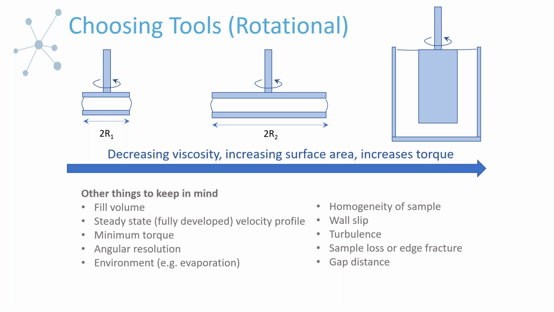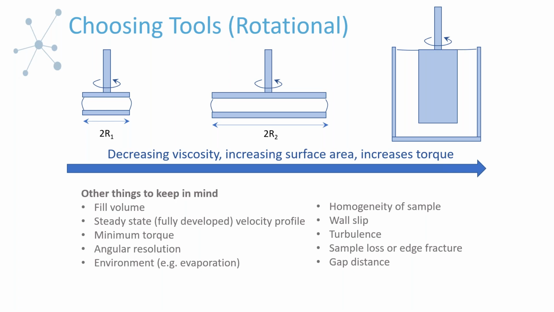The other thing, which we mentioned before, is steady state. You want to make sure that you choose timing on your experiments so that you get a fully developed steady state velocity profile. Because as we mentioned, this is more important as you go to lower angular velocities, because it's going to take longer to reach that steady state value.